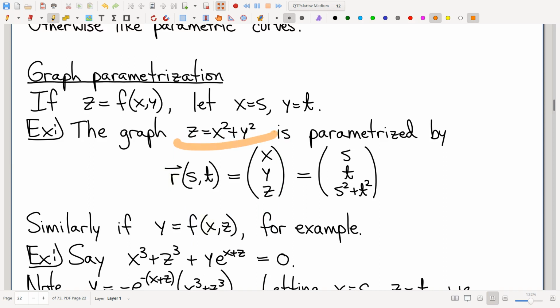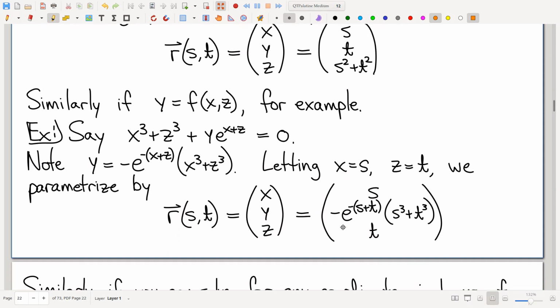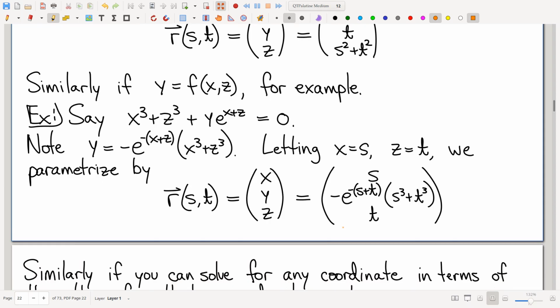We started with an equation for the surface. Now I have a parameterization, position as a function of parameters. And we're going to be able to do really cool things with parameterizations. Notice it doesn't have to be x and y that are your inputs. Let's look at this equation right here. It's not given as a graph. You can do a little bit of algebra, though.